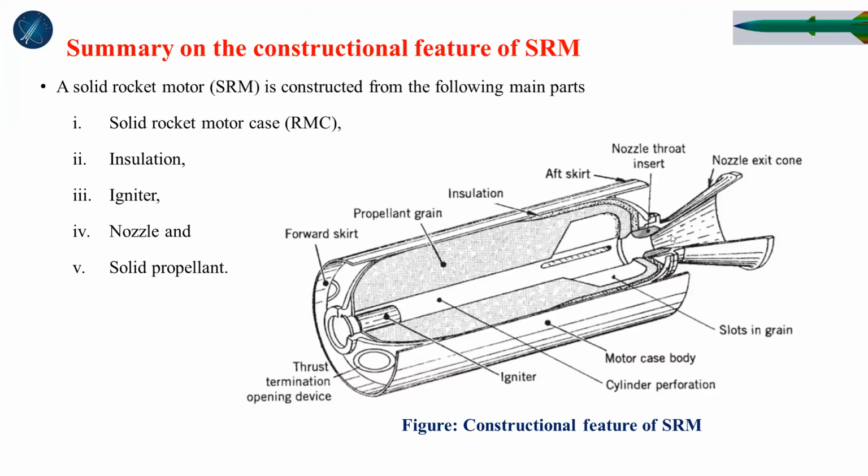This is the same thing we discussed before. I'm summarizing the whole thing we have discussed on the solid rocket motor. A solid rocket motor consists of the solid rocket motor case, the igniter, the nozzle, the solid propellant, and the insulation material. These are all here.